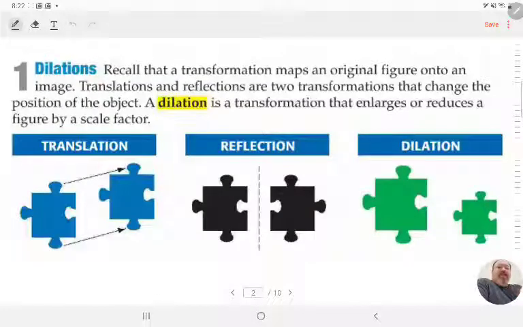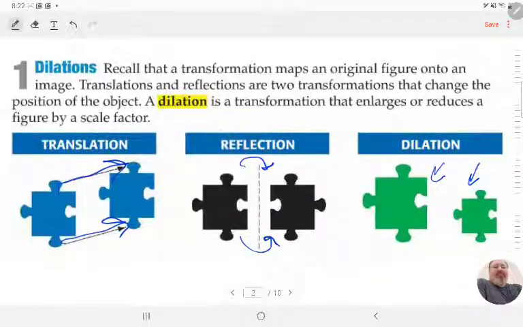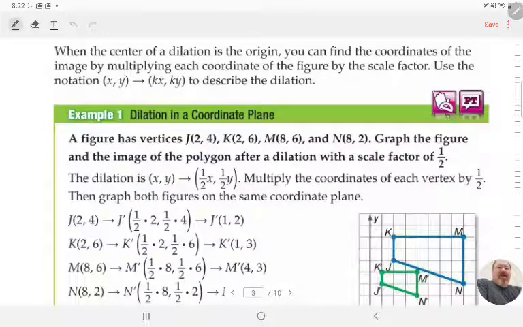So a translation is one that just shifts a figure or shape to a different direction, to a different place. A reflection is where it flips over a line. Okay, so it's like a mirror copy. And then a dilation is actually changing the size. Okay, so we're changing the size. And that's what we're talking about today.